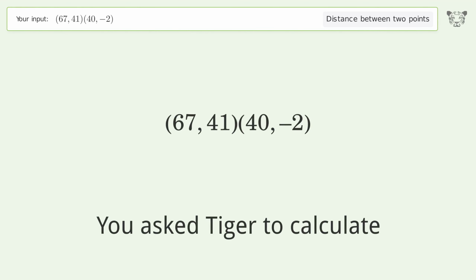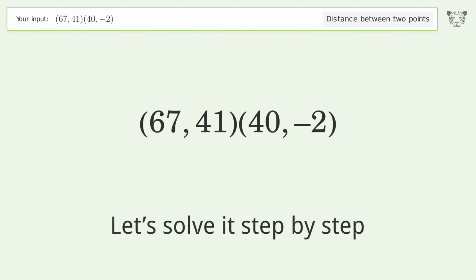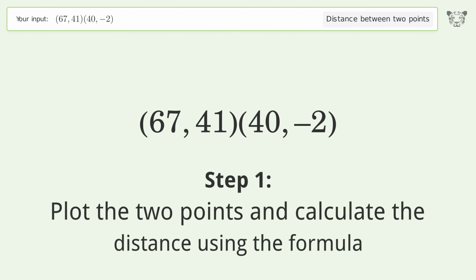You ask Tiger to calculate. This deals with the distance between 2 points. The distance between the 2 points is the square root of 2578, or 50.774. Let's solve it step by step. Plot the 2 points and calculate the distance using the formula.